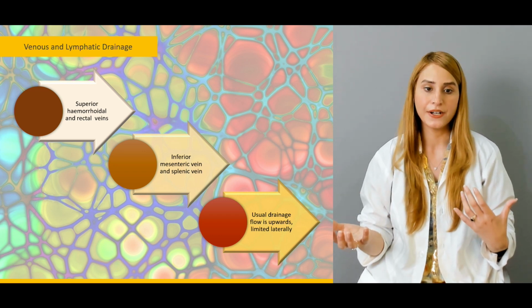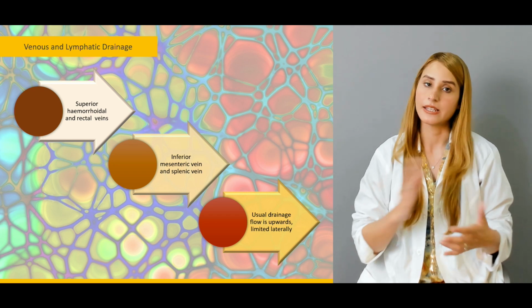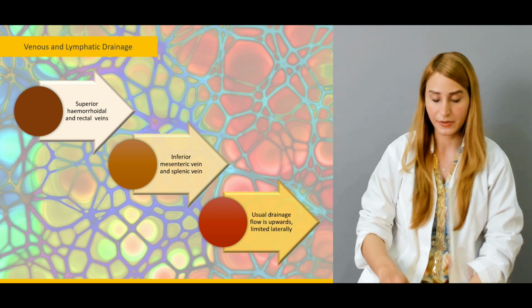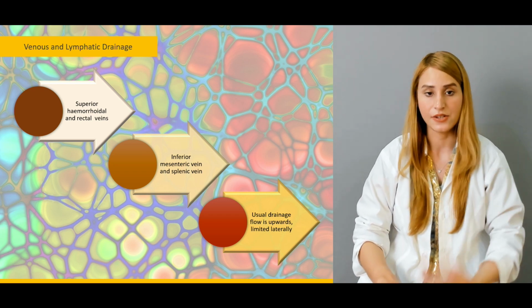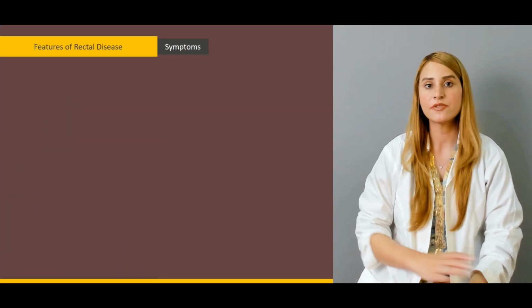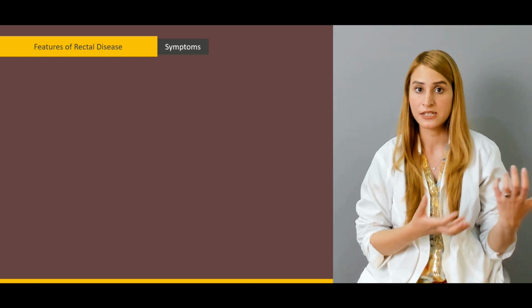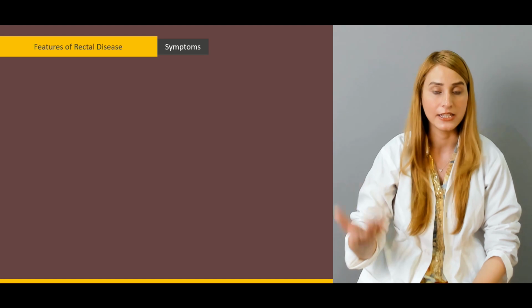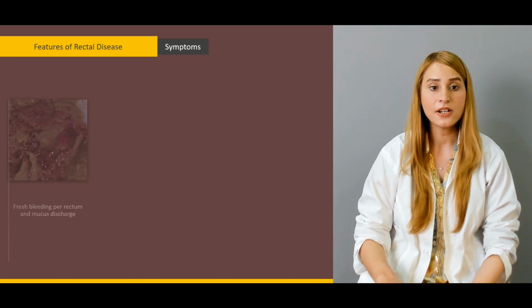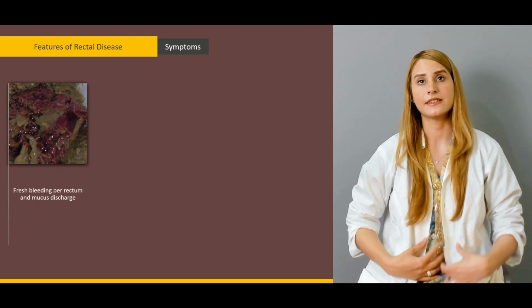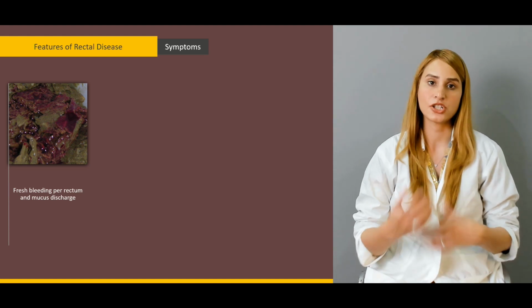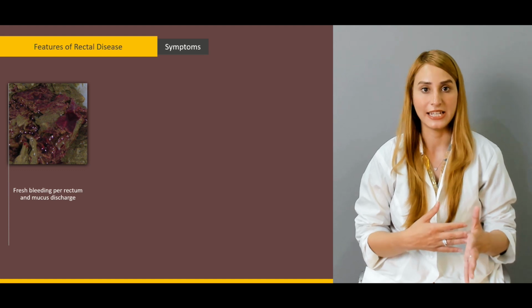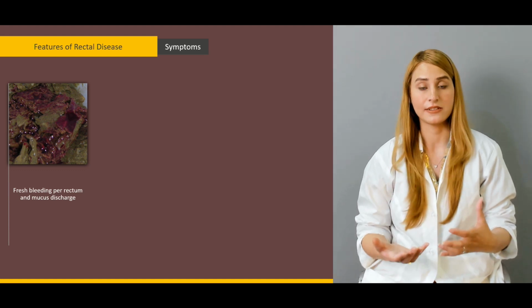Regarding the venous and the lymphatic drainage, the superior hemorrhoidal plus the rectal, the inferior mesenteric vein and the splenic vein, these are the things you have to keep in mind, because the lymphatic drainage is very important when we'll be discussing colorectal cancer and the spread of metastatic cells. So that was a brief discussion about the blood supply and the structure. Now let's discuss the features of rectal disease.